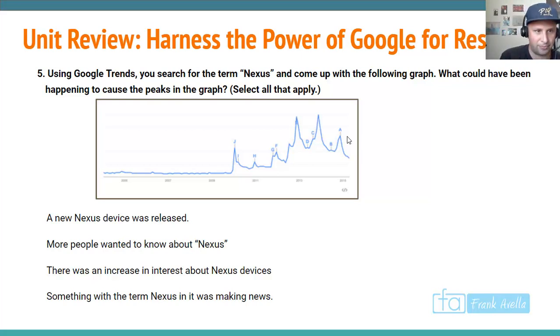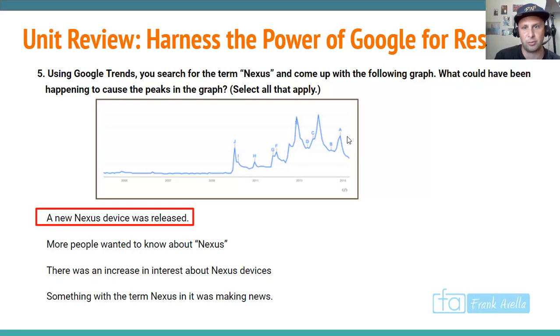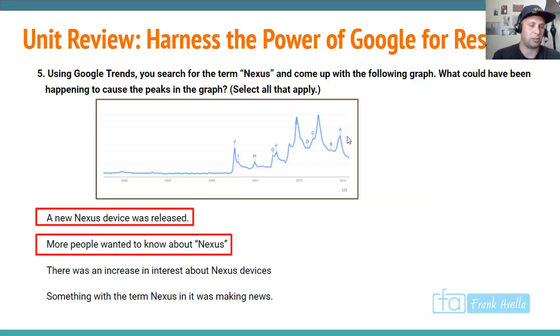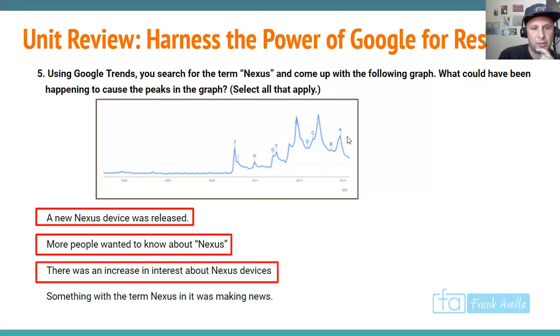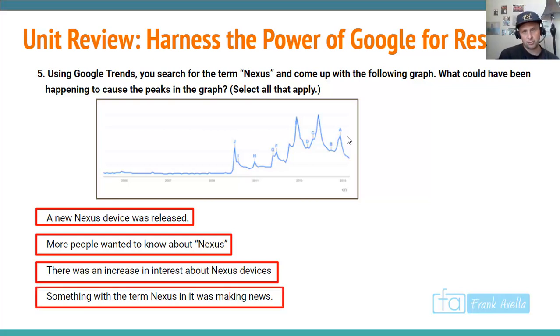So we'll take a look at this graph. A new Nexus device was released. That makes sense. More people wanted to know about Nexus for whatever reason. Okay. There was an increased interest about Nexus devices. Again, maybe they did something really good and word of mouth is going on. Or even something with the term Nexus is making the news. All these reasons can be why it's trending.